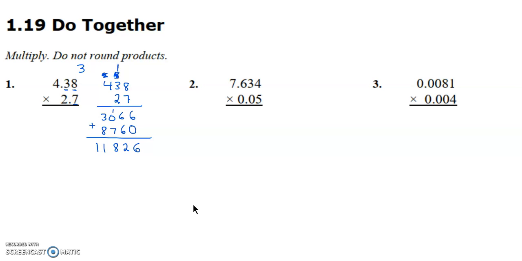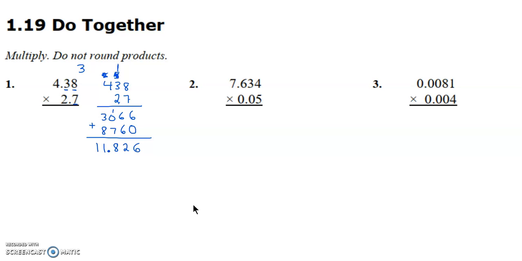I had 3 decimal places. So I'm going to go from the right, 6, 2, 8, and my decimal is going to be there. So my answer here will be 11 and 826 thousandths.